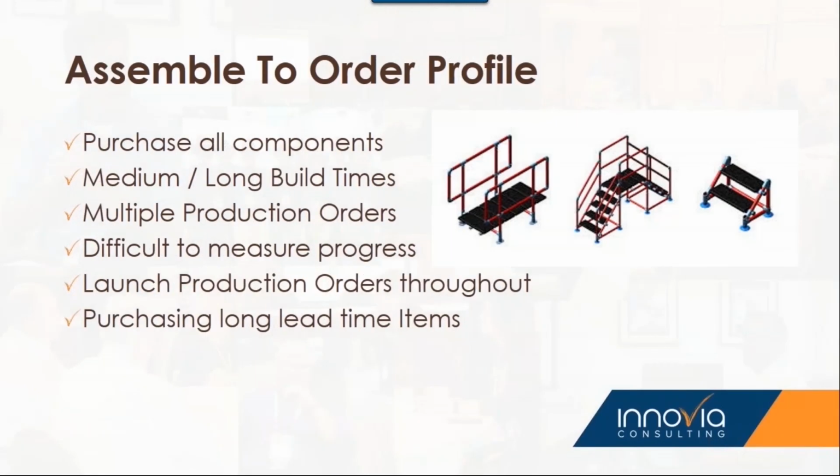Okay. Assemble to order profile. This one is somebody who buys everything, has it outsourced, and brings it in and assembles it. So my definition is purchase all the components. You don't do any fabbing probably. You just put things together. We have some customers that that's what they do. Medium long-term bills, multiple production orders, issues difficult to measure. Hey, are we on track or not? Launching production orders throughout, and have long lead time items.